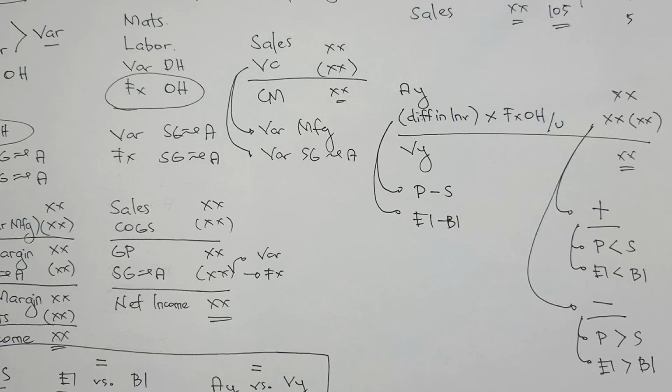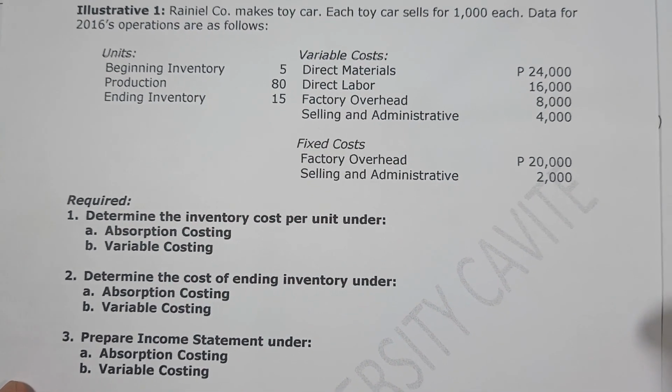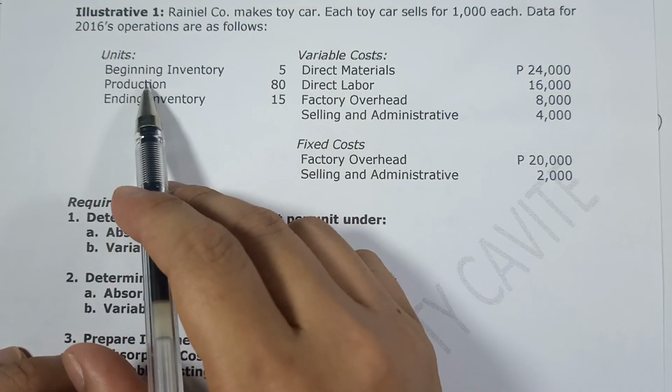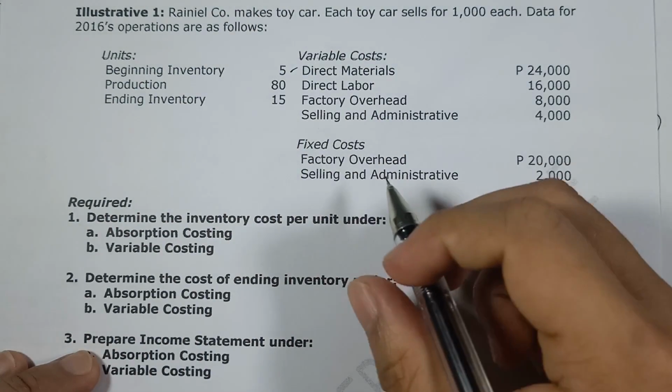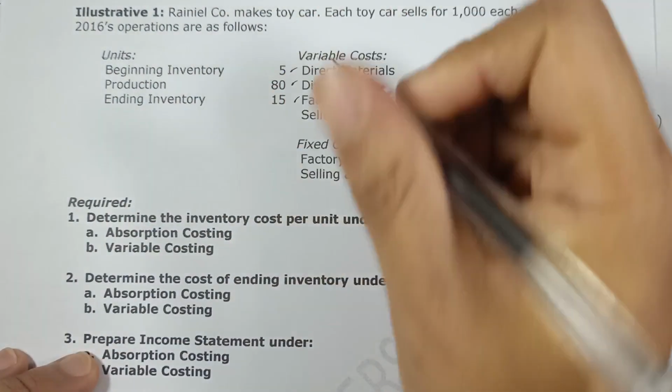Liwanag? So, to illustrate variable and absorption costing, let's now move on to this problem. Ready? So, illustrative problem number 1. Rainiel Company makes toy cars. Each toy car sells for 1,000 each. Data for 2016's operations are as follows. Beginning inventory is equal to 5. Then, nakapag-produce tayo ng 80. And then, ending inventory is 15.